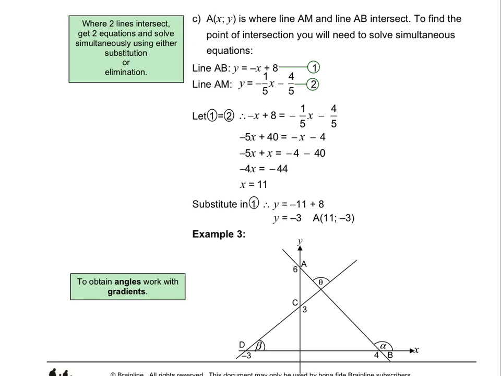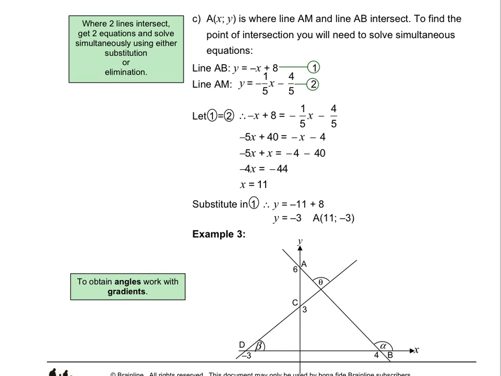For question C, we know that the coordinate A is where the line AM and the line AB intersect, so to find the point of intersection, we will solve the equations simultaneously. We do have the equation of line AB, which is y equal to minus x plus 8 given to us, and we also worked out the equation of line AM, the perpendicular line, y equal to minus 1 over 5x minus 4 over 5. So we can now set these two equations equal to one another and solve.